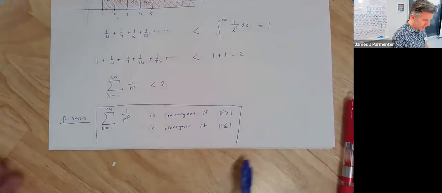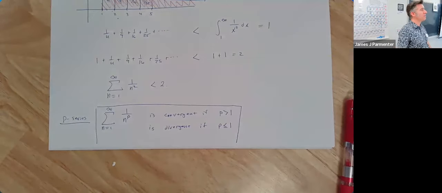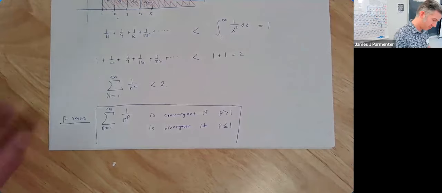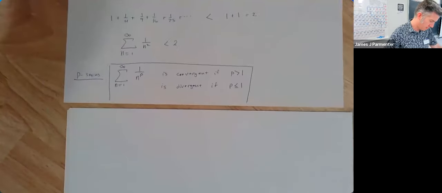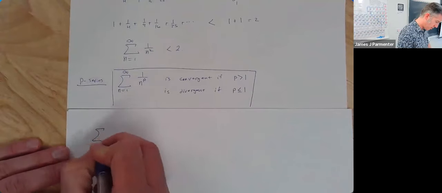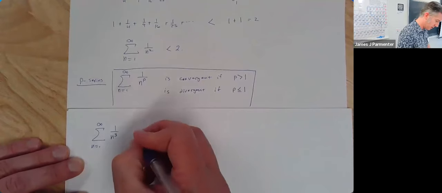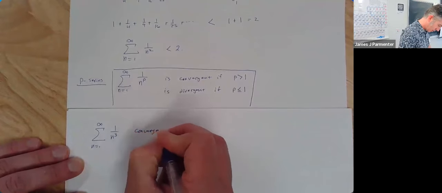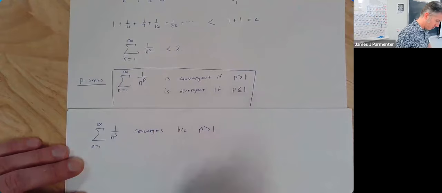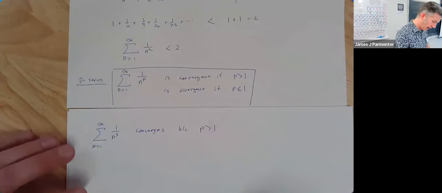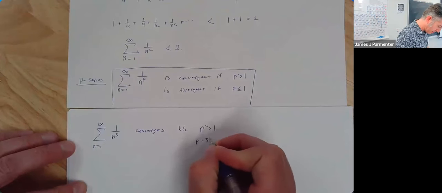Usually, these kinds of series are the examples we default to when we're trying to compare, and there is something called the comparison test, where the series we want to know about is compared versus a series of this kind. So just a couple quick examples. The sum from n equals 1 to infinity of 1 over n cubed converges because P is bigger than 1. P is the power, right? I should really write because P equal to 3 is bigger than 1.